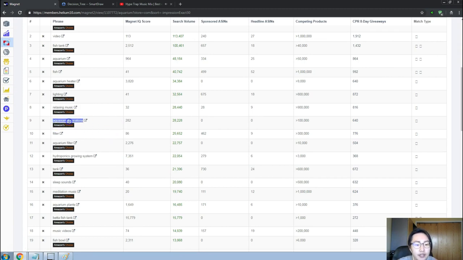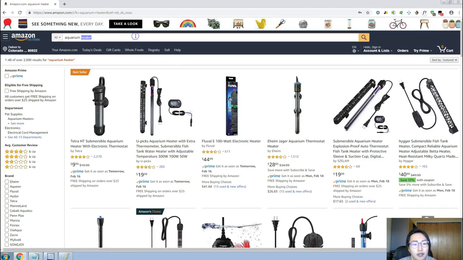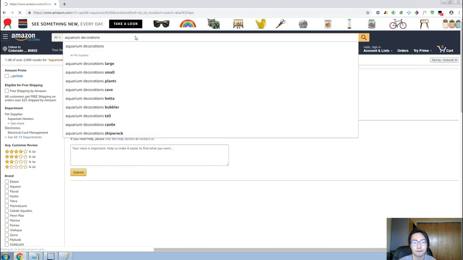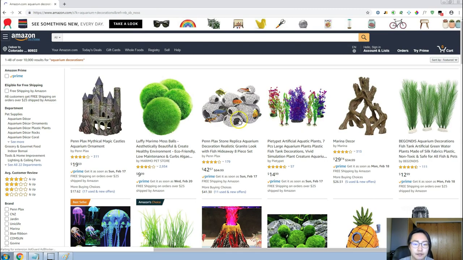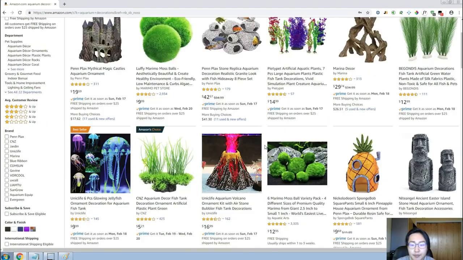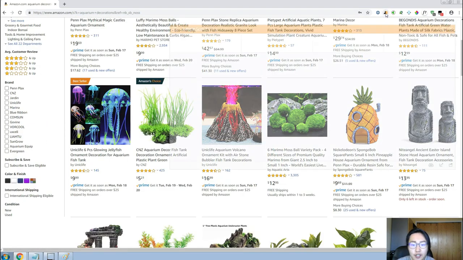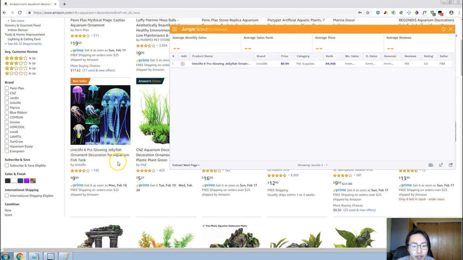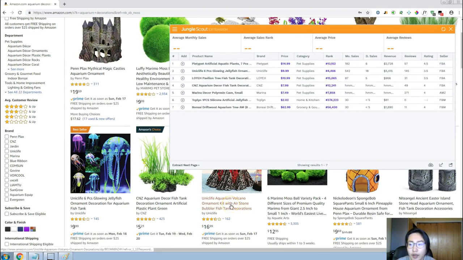Aquarium decorations, interesting. People are actually typing in aquarium decorations, but I wonder if people are typing something like aquarium volcano, that kind of thing.